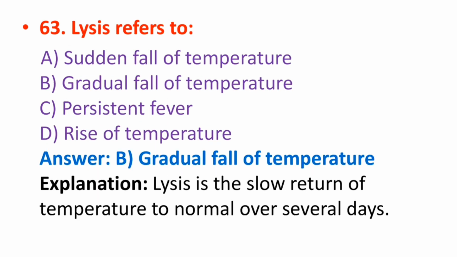Lysis refers to option A, sudden fall of temperature. Option B, gradual fall of temperature. Option C, persistent fever. Option D, rise of temperature. The correct answer is option B, gradual fall of temperature. Lysis is a slow return of temperature to normal over several days. Lysis refers to gradual fall of temperature.